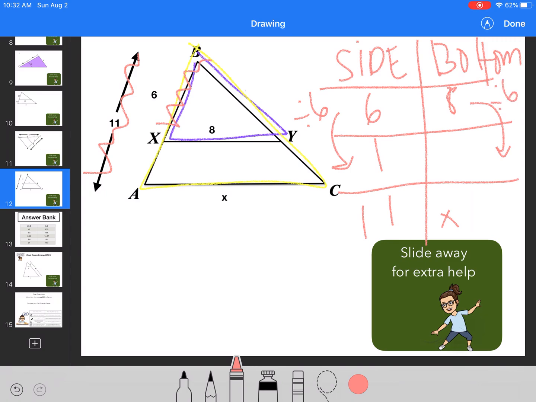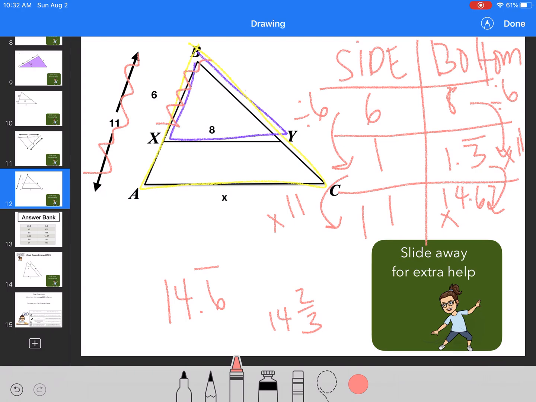8 divided by 6. I'm going to get a crazy number, and that's okay. Just leave it in your calculator. So 8 divided by 6, I get 1.333. So it's repeating. So then I have to get to 11, so I'm going to multiply by 11. Multiply this side by 11. And I get 14.67 or 14.6 repeating or 14 2/3. It doesn't matter how you do it, but that's going to be your answer.